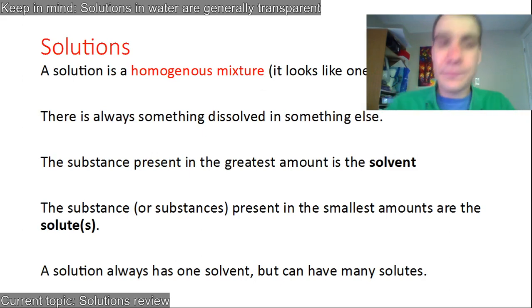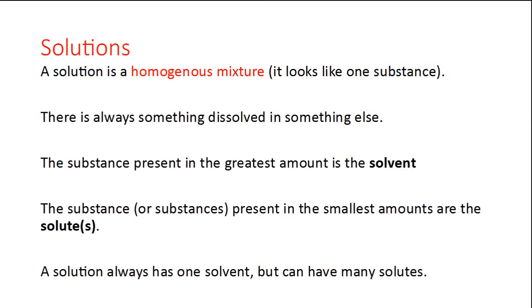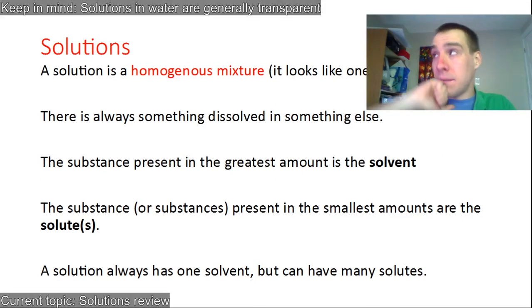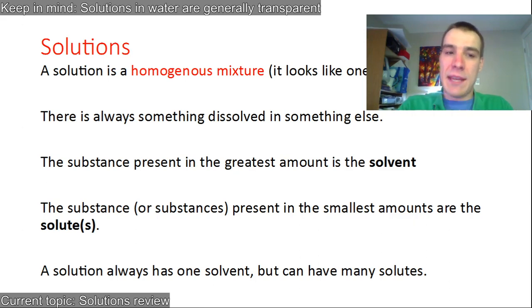A solution is what we call a homogeneous mixture, which means that it looks like one substance, right? One substance. It means that there's always something that's dissolved in something else. So there has to be something that is doing the dissolving and something that is being dissolved, right? The substance that's doing the dissolving, which is the thing in the greatest amount, is the solvent, and the substance or substances present in small amounts, those are solutes. So solvent and solute.